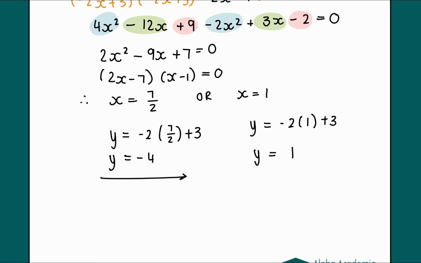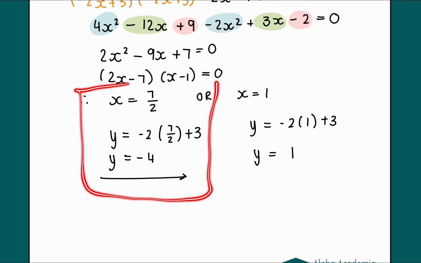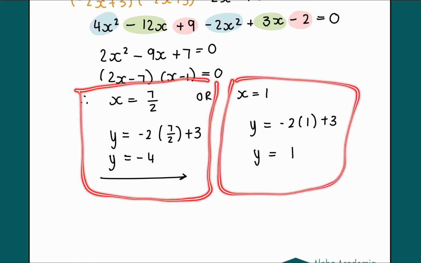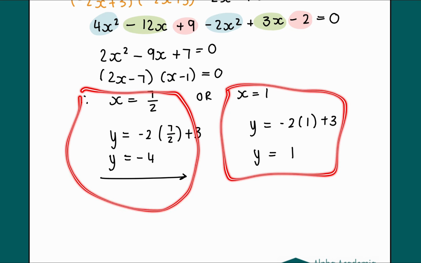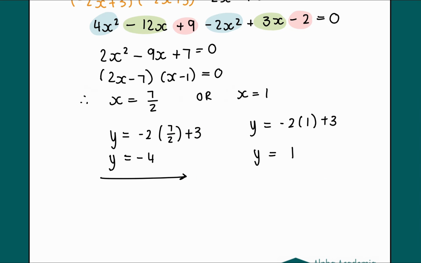Okay, so that is how you would complete a simultaneous. What I would also recommend is writing them underneath the x value that they correspond with. Please don't just write it randomly, because if you guys don't write down your subbing in step, then your teacher doesn't know which y goes with which x. So just ensure that you write them underneath each other so that they know which one corresponds with which.